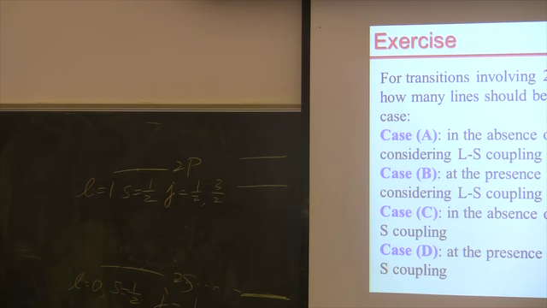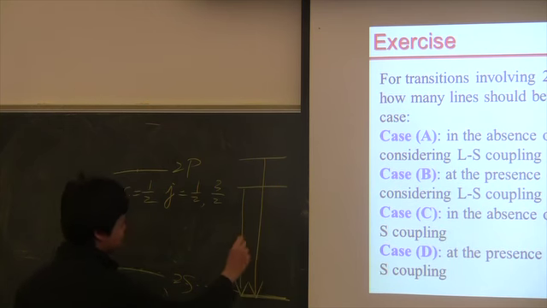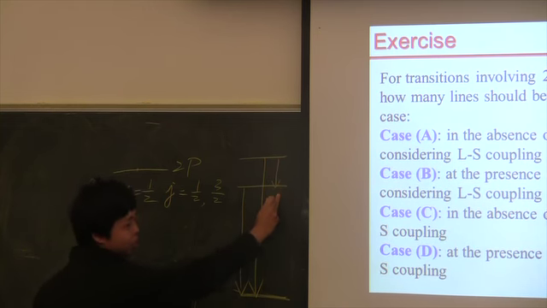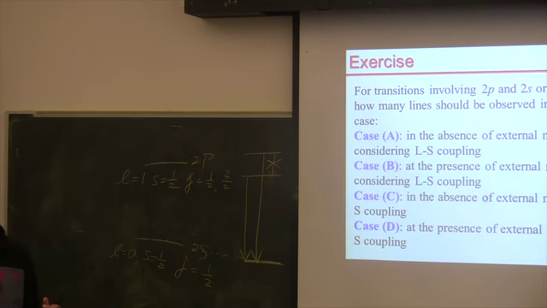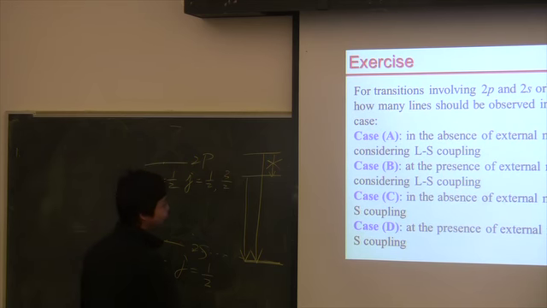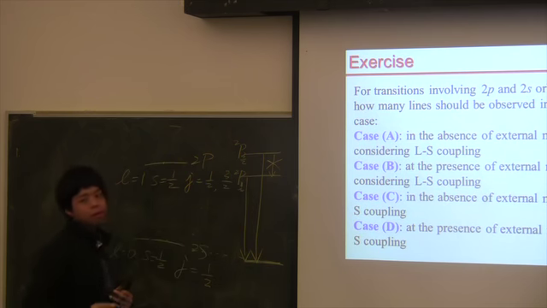So then how many lines can we observe? First line, second line. Well, how does this one come up? Can we make a transition there? Again, delta L cannot be 0. This is within P and P. So this is 2P 3/2, this is 2P 1/2. P to P is not allowed.